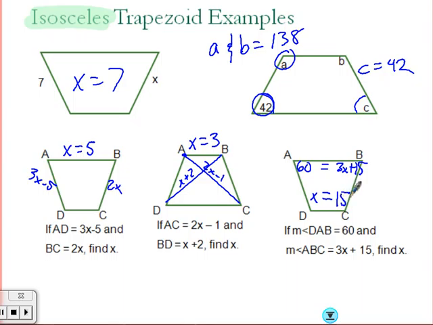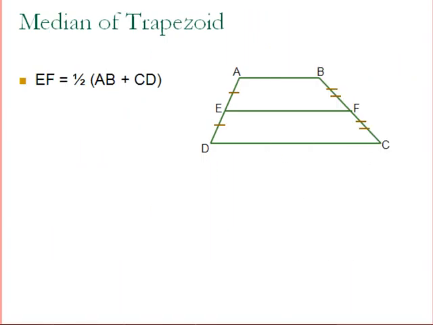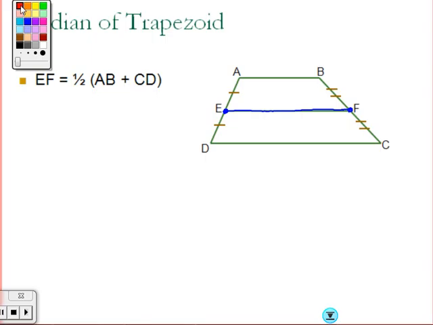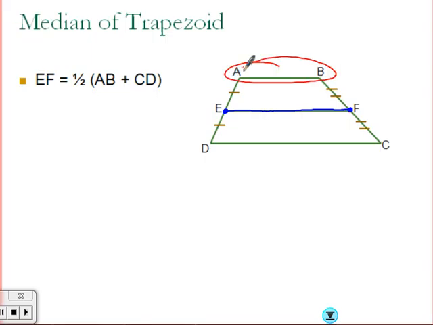Very good. All right, let's take a look at the next page. The median of a trapezoid. If we have a segment, like this segment here, EF, that connects the midpoints of the two sides of a trapezoid, then we can find its length simply by taking the average of the two bases. It has two bases because you don't want to say top and bottom, because I could easily flip over the drawing and the top becomes the bottom.